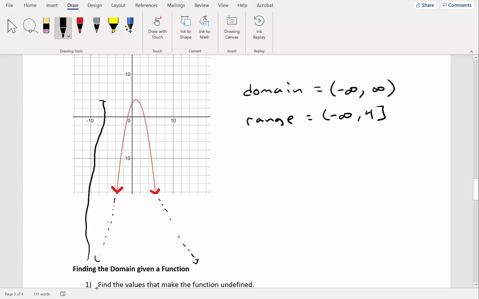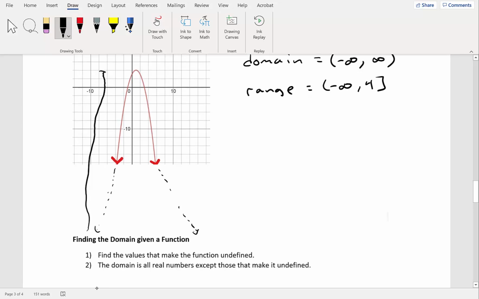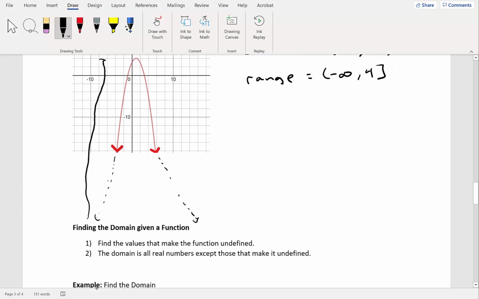So for the last 3 examples, we were given a graph and we had to figure out what the domain and range are. For the next set of examples, we're just going to be given the function. We're not going to have the graph, and we have to figure out what the domain is. Okay, so when you're finding the domain of a given function, what you want to do is find the values that make the function undefined. The domain is the set of all real numbers except those that make it undefined.